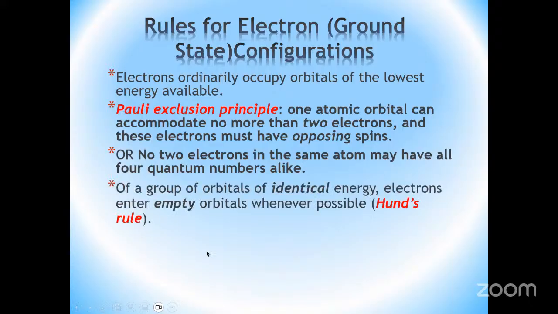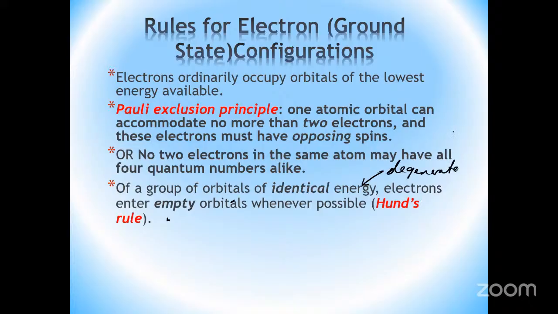The next rule is that of a group of orbitals of identical energy, the electrons enter empty orbitals whenever possible. This is called Hund's rule. There's a term, I don't remember if I've seen this in your textbook, that refers to orbitals of the same energy. They're said to be degenerate. So orbitals of the same energy are said to be degenerate.